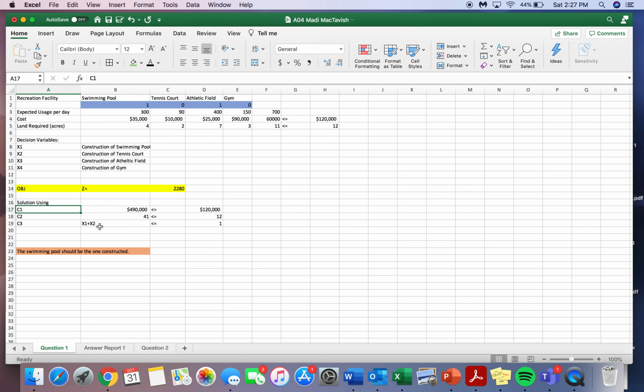And for the solution using part C, I'm not really sure why these don't satisfy the constraints. I'm a little confused with that, to be honest with you. However, these are the numbers I got. Again, 120,000 and 12, and they were given to me. And of course, they can only choose one facility. That was stated in the question, so I put that there.